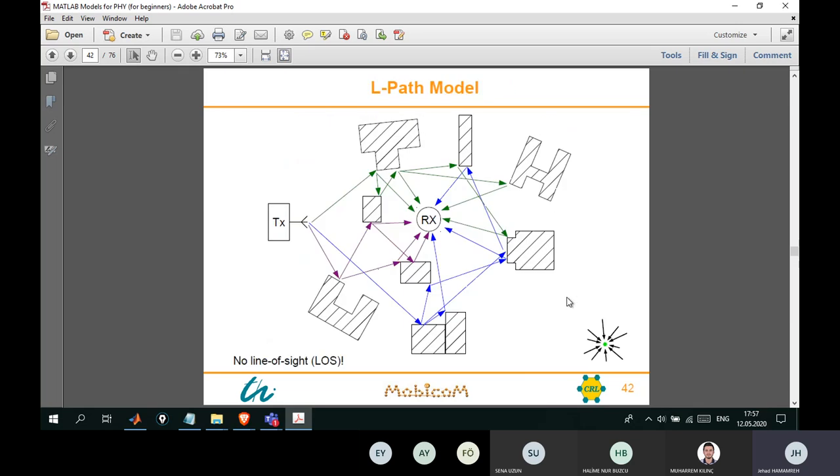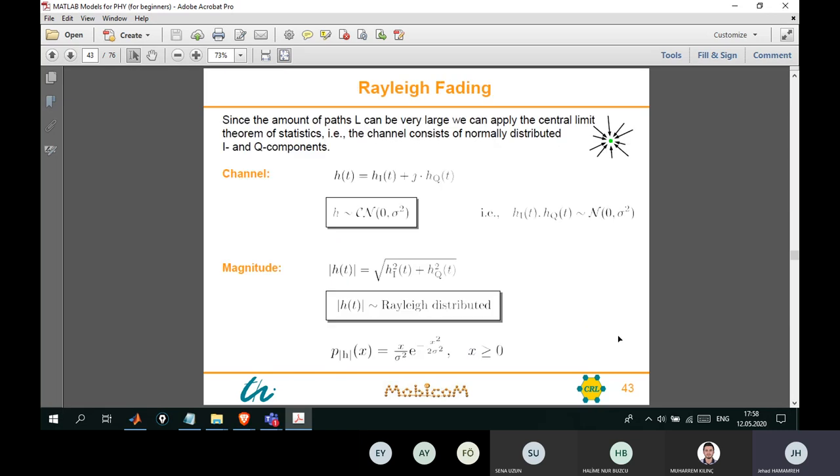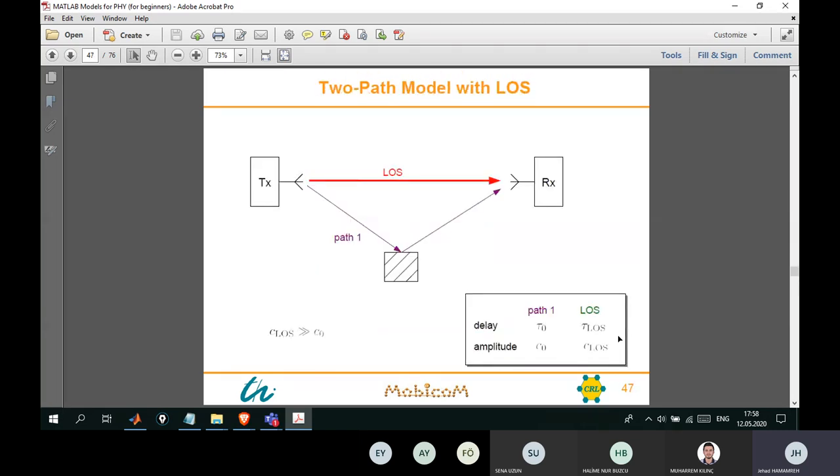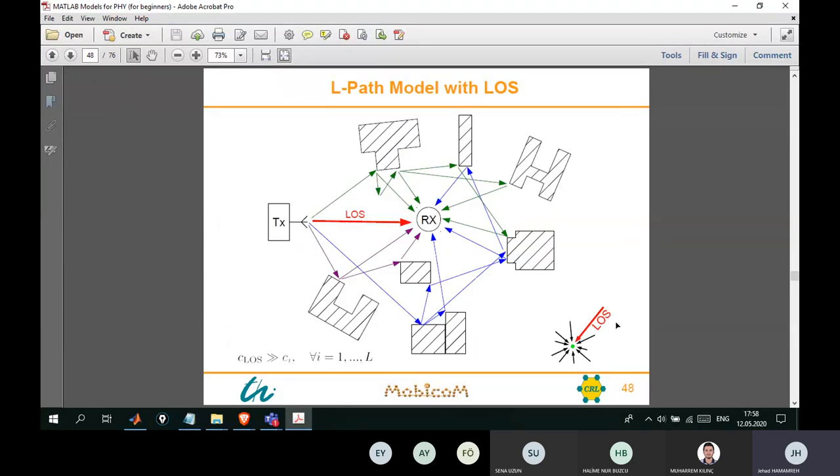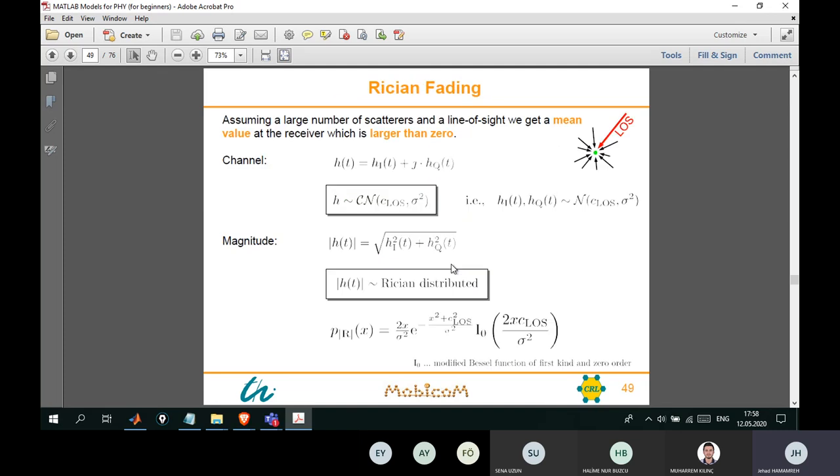You remember this example here? Here, really, we have an L-path model, but there is no line of sight. All the signals are reaching the receiver from reflectors, from objects reflecting each other. So here, this is a very, very tricky, very important thing. You want to model this. Once you have this model, you want to find the mathematical distribution of this phenomenon.